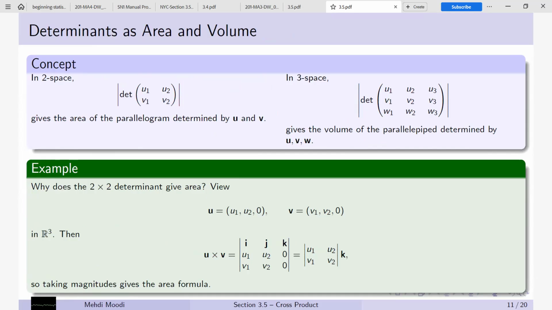This is a beautiful connection. Determinants point to geometric quantities. They measure area and volume, which means the determinant is basically a geometry tool.